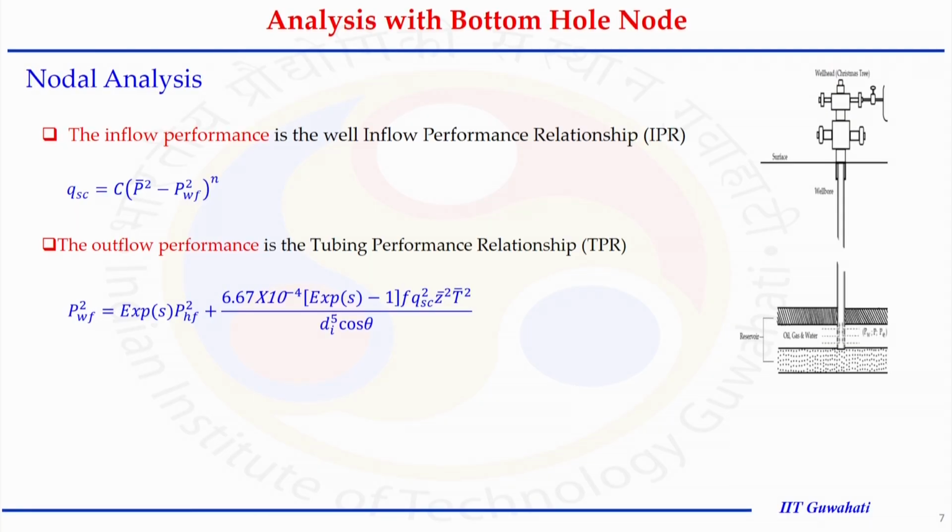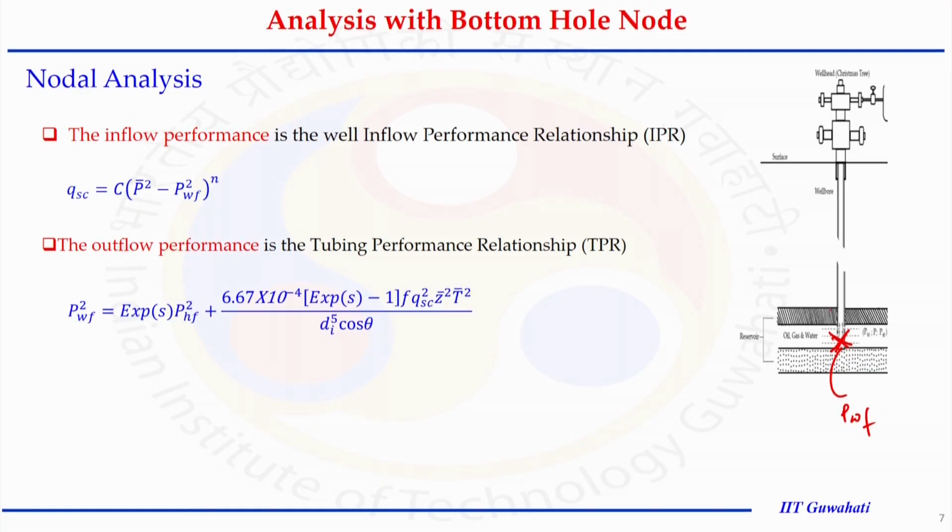Let us see if we are considering the bottom hole node, that is here where we have PWF. At this node the inflow relation is the IPR, which relates the reservoir conditions and the flow through the porous media to the wellbore. We understand IPR could be in different forms. It could be in a quadratic form if we talk about the empirical expression, or in a back pressure form.